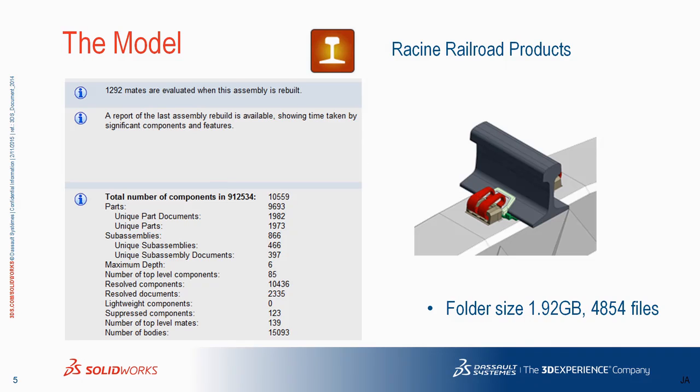All right, so the model that we work with for our testing was given to us by Racine Railroad Products, a customer of ours, and it was a fairly significant model. It has 1,200 or 1,300 mates inside of the assembly. It's got just over 10,500 components in there. And overall folder size of this, we're looking at 1.92 gig and about 5,000 files. So there's a lot of data that they gave us to use for our testing.